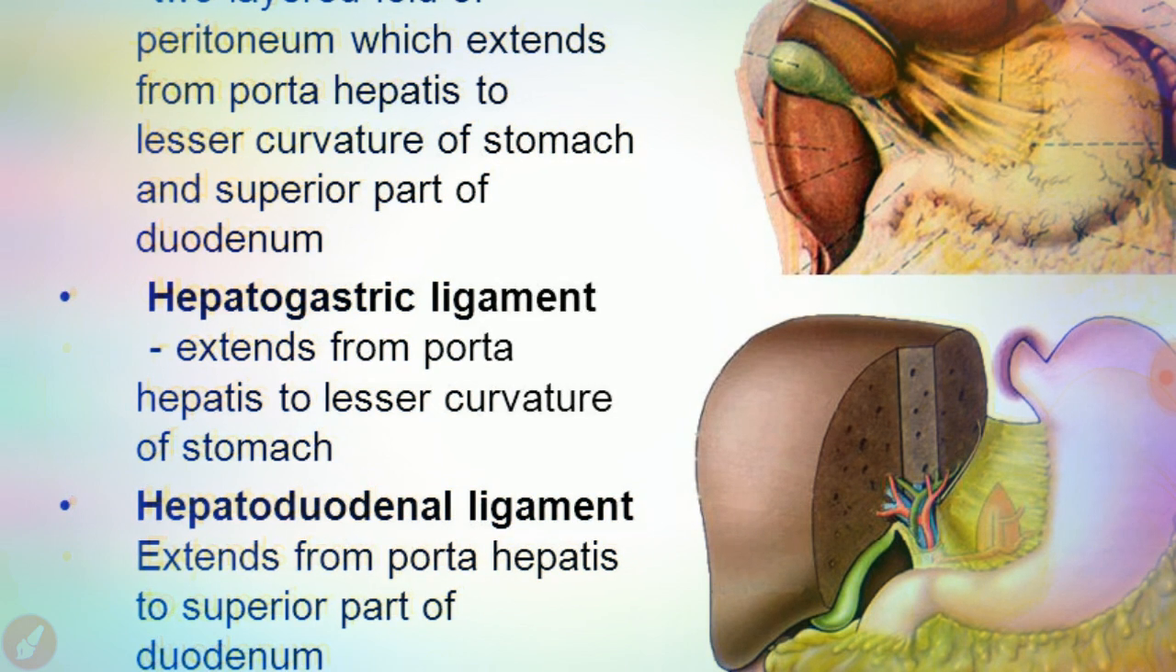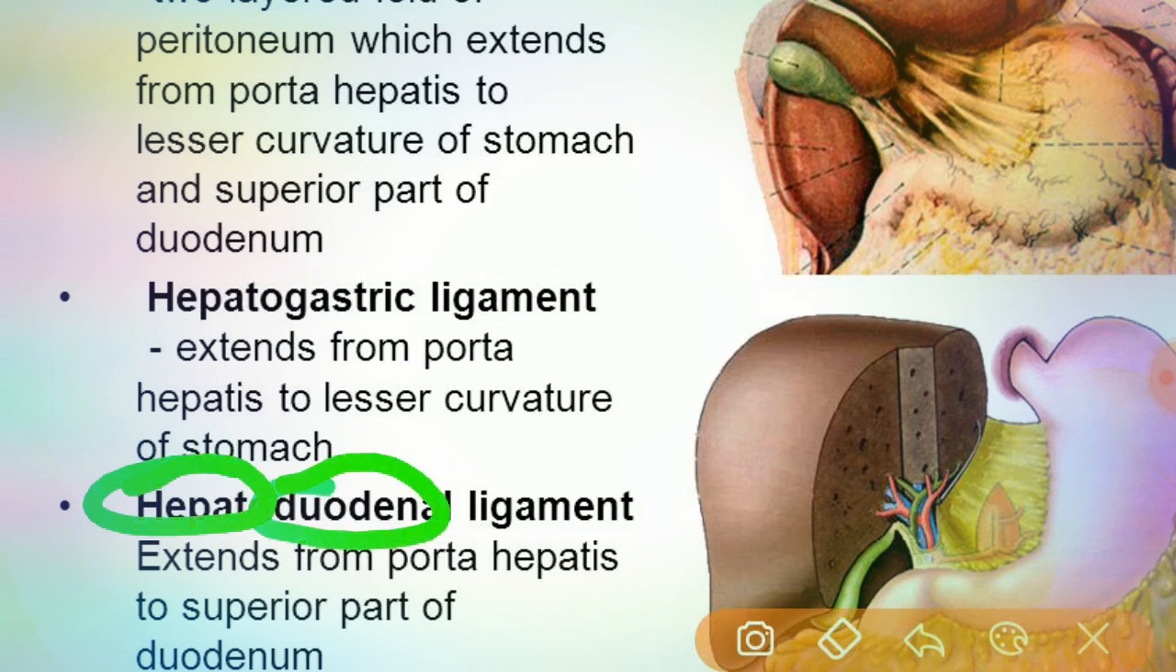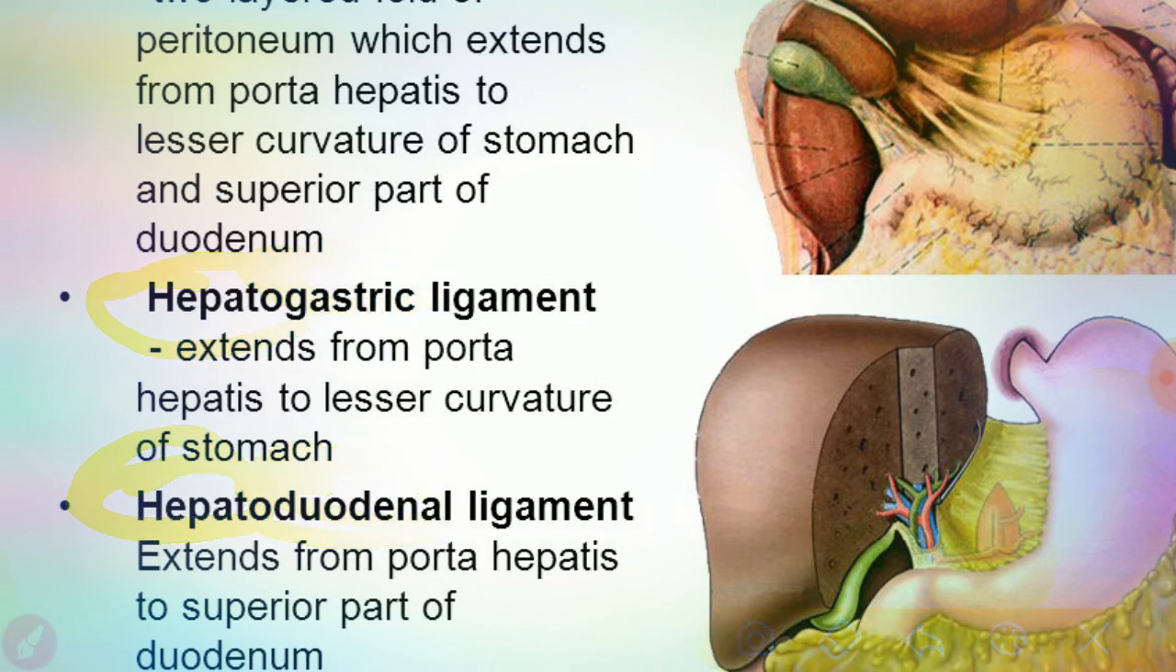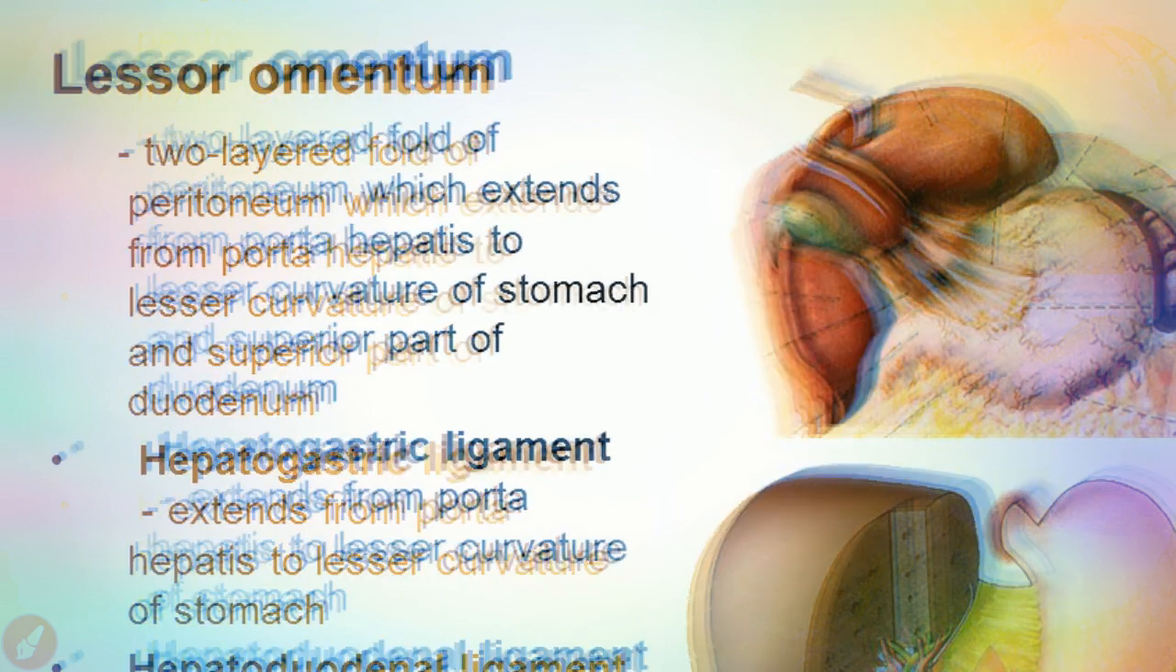Coming to the second one, the hepatoduodenal ligament. It extends from the hepatis to the superior part of the duodenum. The word itself says the exact meaning of the ligaments. First one extends from the porta hepatis to the lesser curvature of the stomach. Second one extends from the same porta hepatis but to the superior part of the duodenum. Okay, these are the two ligaments which come under the lesser omentum.